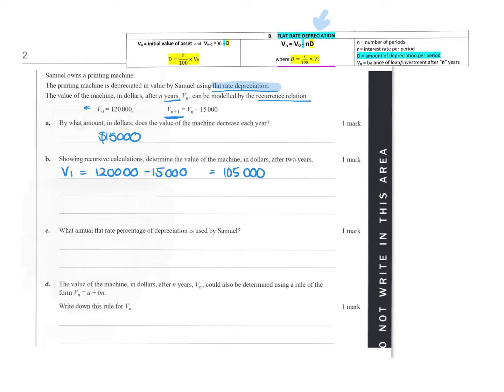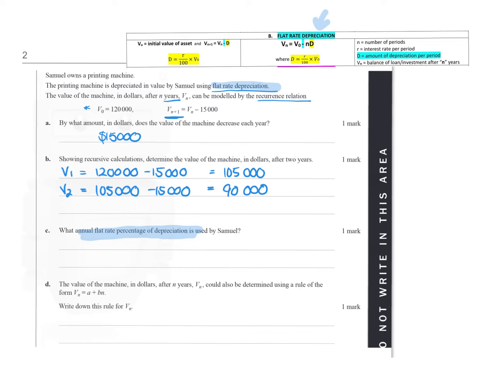Okay, so you've got to write it like that, and then you've got to show that V2 would be minus another 15,000, which is 90. So that's me showing recursively, step by step, how you get that. Okay, what is the annual flat rate percentage of depreciation?